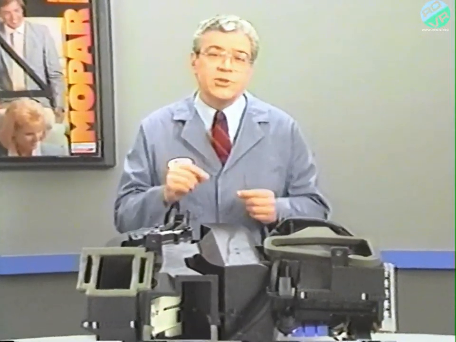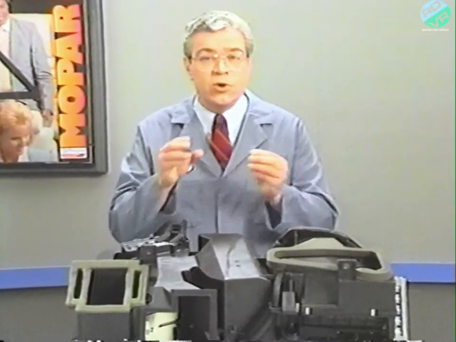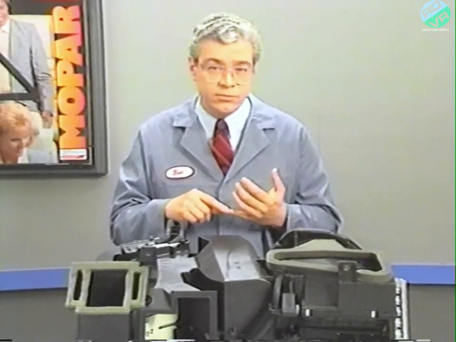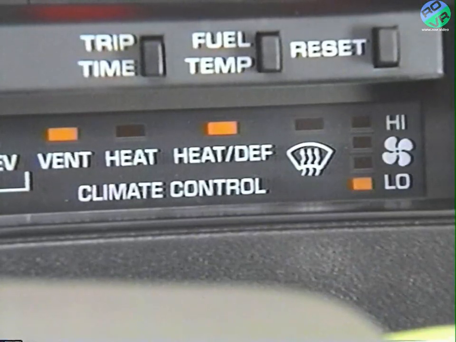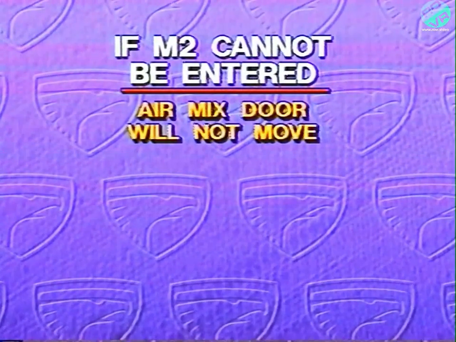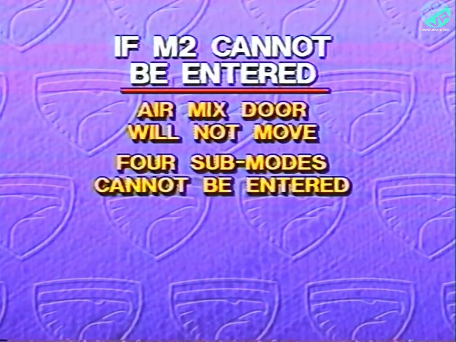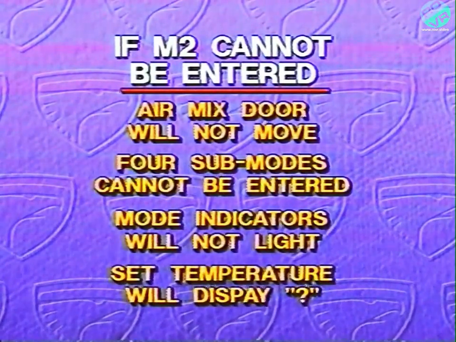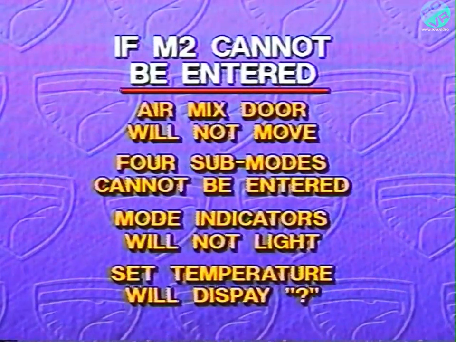If the feedback circuit from the air mix door is open or shorted to ground, the ACM cannot enter the M2 mode. This condition should have been indicated by lit segments in the low diagnostic mode. As a result of an open or shorted feedback wire, the air mix door will not move, the 4 sub-modes cannot be entered, the mode indicators will not light, and the set temperature digits will display a question mark.